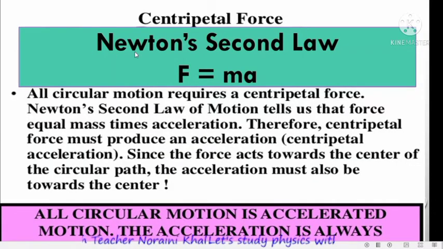According to Newton's second law, F equals ma. All circular motion requires a centripetal force. Newton's second law of motion tells us that force equals mass times acceleration, F = ma. Therefore, centripetal force must produce an acceleration that we call centripetal acceleration. Since the force acts towards the center of the circular path, the acceleration must also be towards the center. All circular motion is accelerated motion. The acceleration is always directed towards the center of the circle.